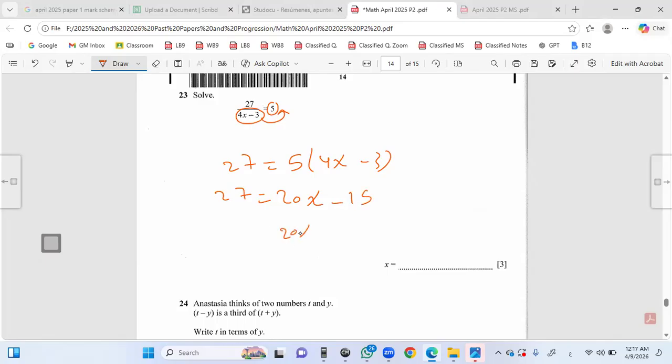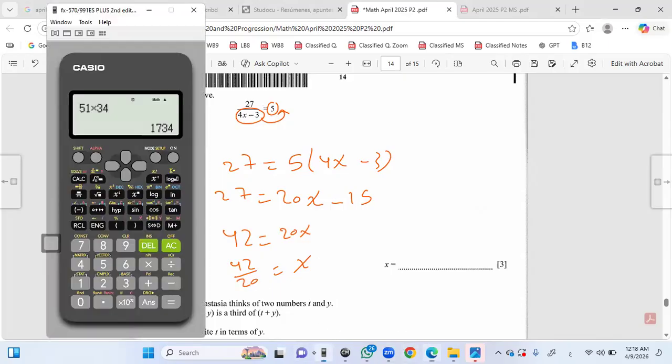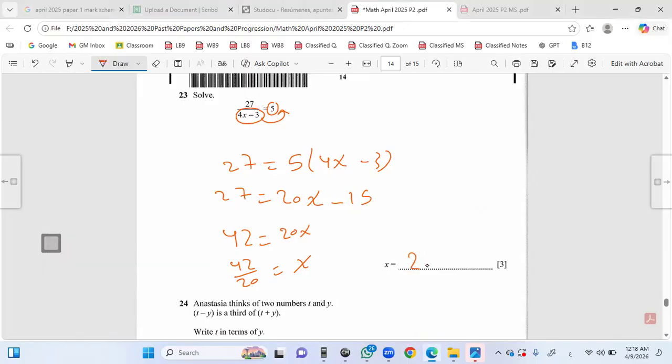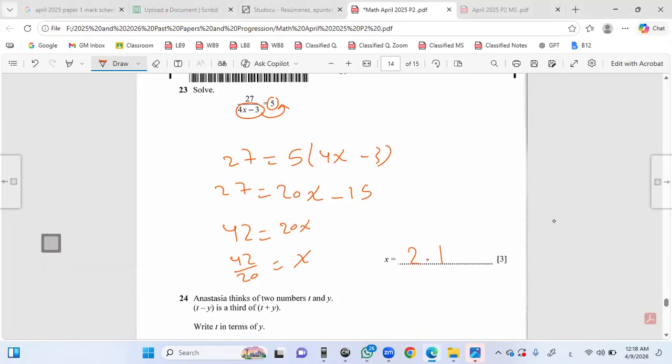So here 20x equals the 27 plus 15. So I'm going to send the negative 15 to the other side, plus 15. So it's going to give you exactly 42. So x equals 42 over 20. So what is 42 over 20? You're going to open the calculator and do 42 divided by 20. It's 2.1. So x is 2.1.